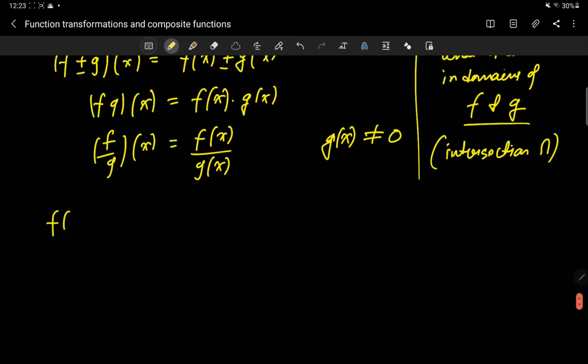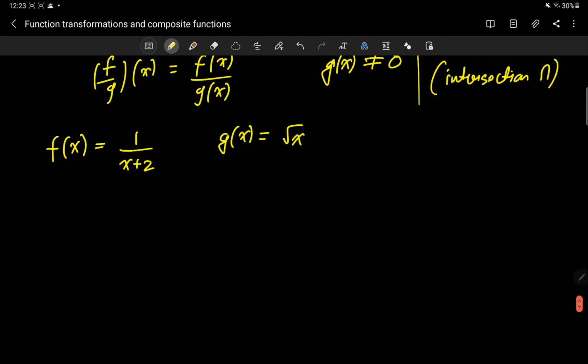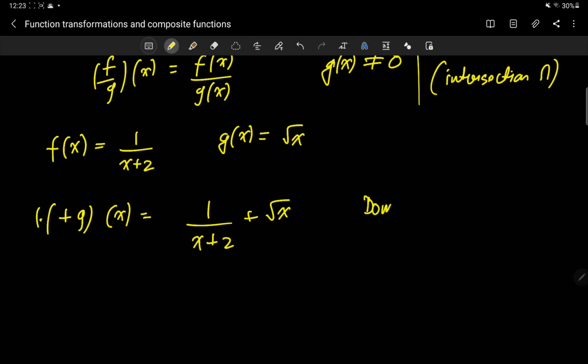So for example, let's say f of x is 1 over x plus 2 and g of x is square root of x. Then the sum function is just going to be 1 over x plus 2 plus square root of x. But the domain of this function, now you have to make sure that this is never negative and never minus 2. But that can be made sure by just having this as the domain. Right?